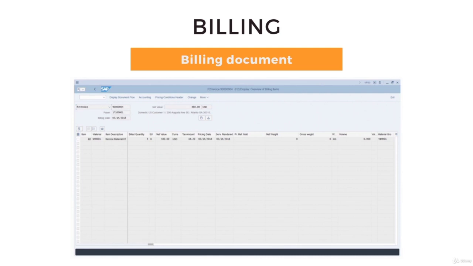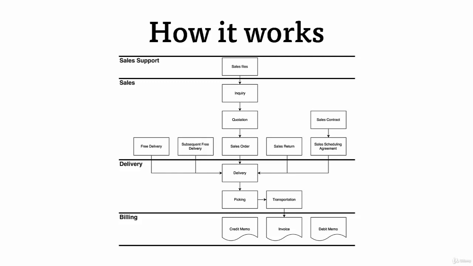So in this slide, we're going to learn about the general business processes for sales and distribution. First, sales support. At this stage, the members of sales departments can collect the sales data from different areas, analyze the data, and create sales files to make forecasts.